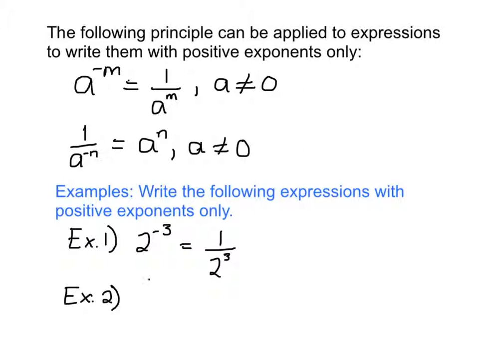Our second example is 1 over 3 to the power of negative 2. This time our negative exponent is on the bottom of the fraction, so it's going to move to the top and become positive. So our simplified answer is 3 squared.